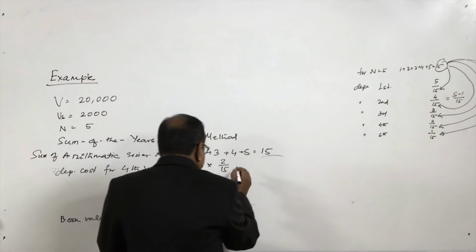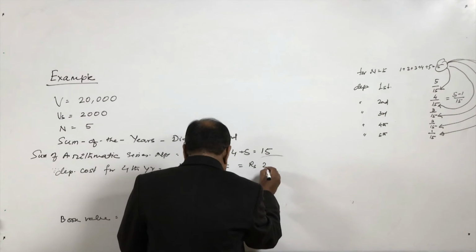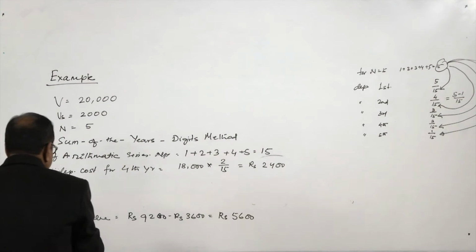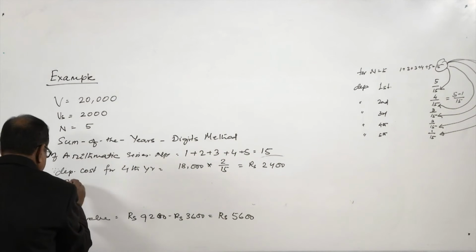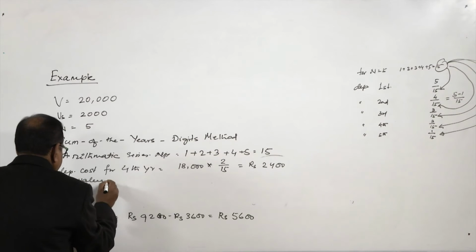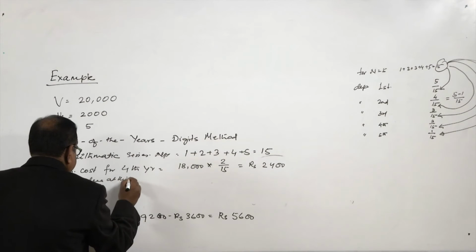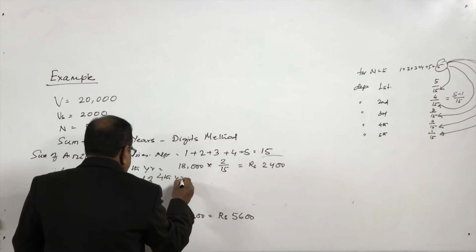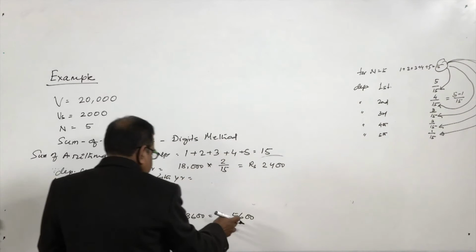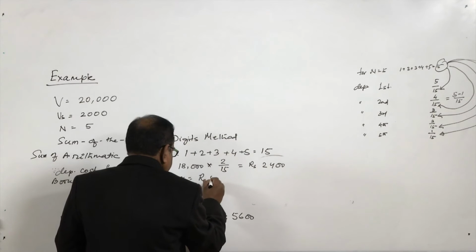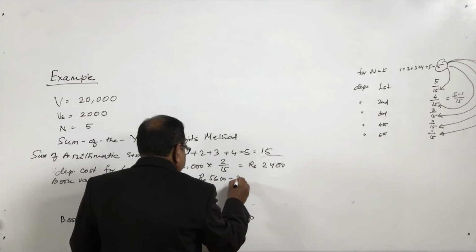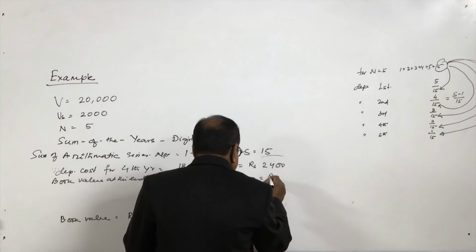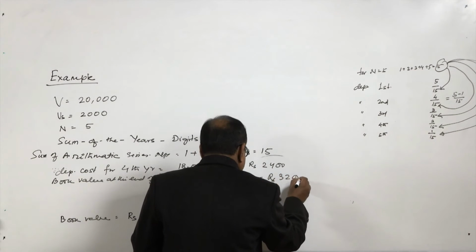And this comes out to be rupees 2,400. So, book value at the end of 4th year will be rupees 5600 minus 2400, which comes out to be rupees 3200.